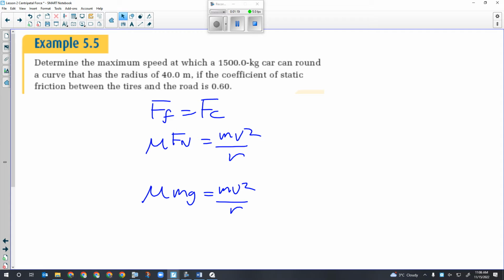Okay, what can I do with mass? Yeah, I can cancel it. It's on both sides. When I start manipulating, mass is going to cancel anyway, so I'm going to get rid of it right now. And I'm going to look for the maximum speed, so I'm looking for v. I'm going to multiply both sides by r. That's going to get me v squared. I want v, so I'm going to take the square root of that.